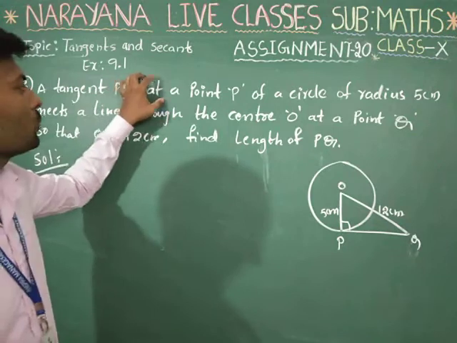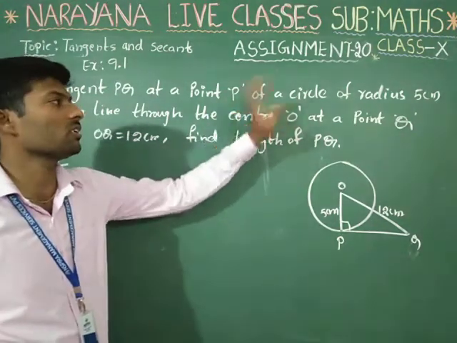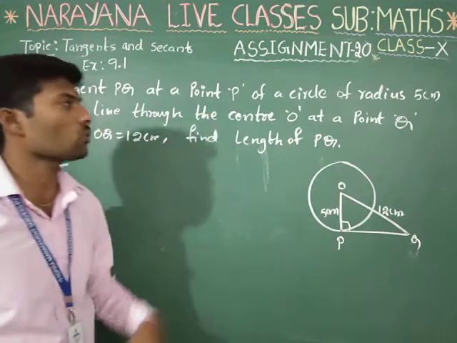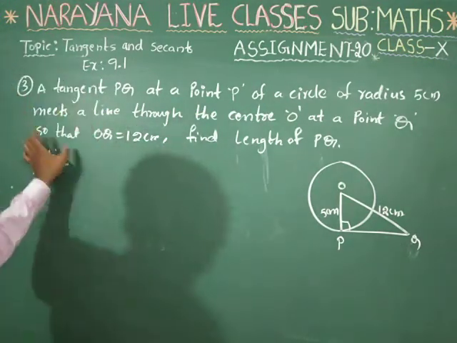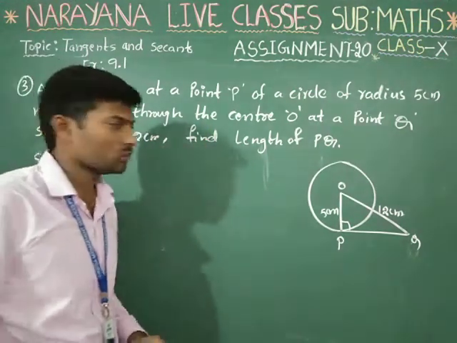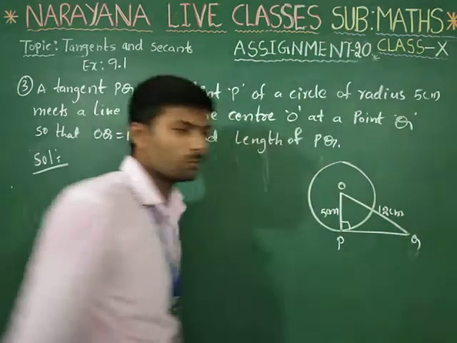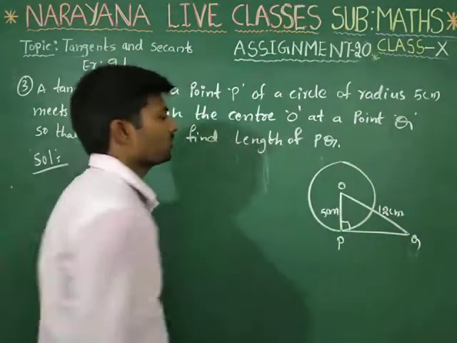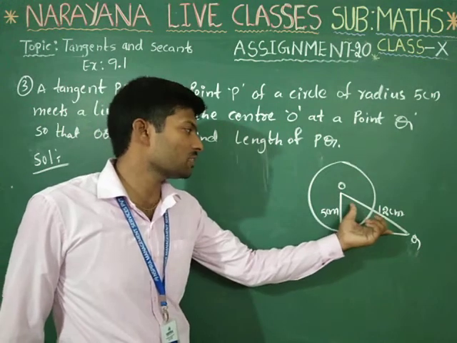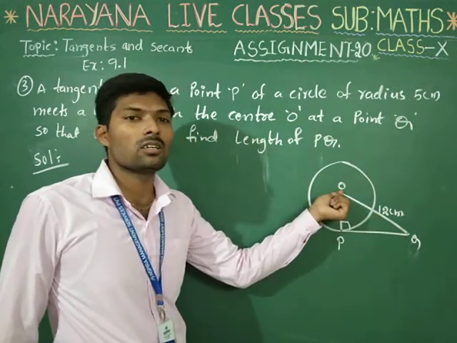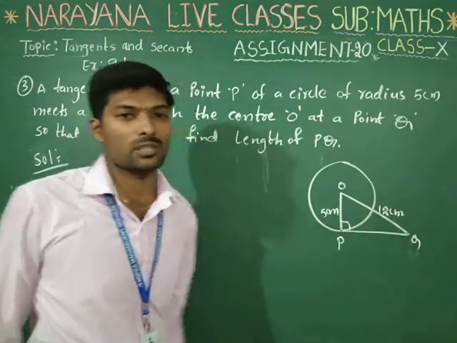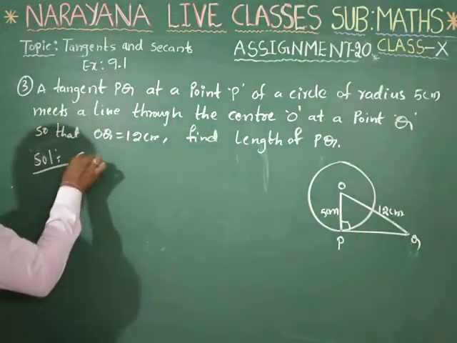A tangent PQ at a point P of a circle of radius 5 cm meets a line through the center O at a point Q, so that OQ is equal to 12 cm. Find the length of PQ. So we need to find the length of this tangent PQ. From the given data, the radius of the circle is 5 cm, and the distance between the center of the circle and the outside point Q is 12 cm.